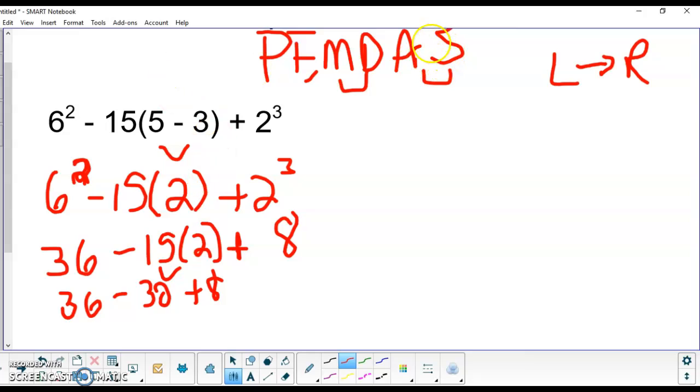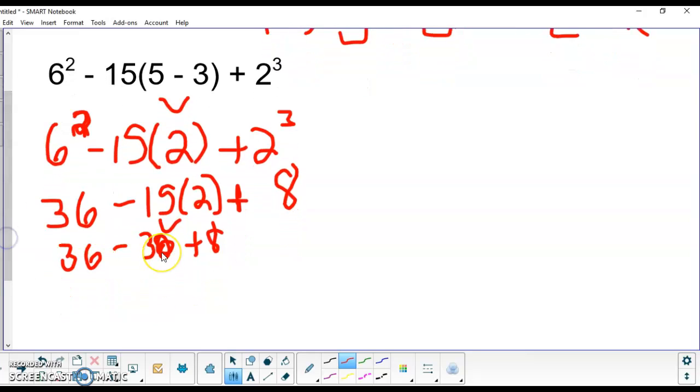The next thing I'm looking for is adding and subtracting. This is a 30, by the way, because it's a 0. Add, subtract. Do not take 30 plus 8. It's whatever comes first from left to right. So since subtraction comes first, I'm going to subtract here. 36 minus 30 is 6, and 6 plus 8 is 14. And that is how it is done.